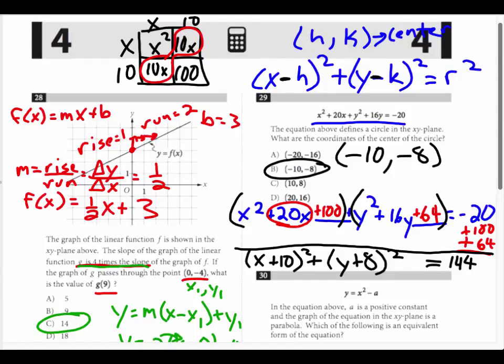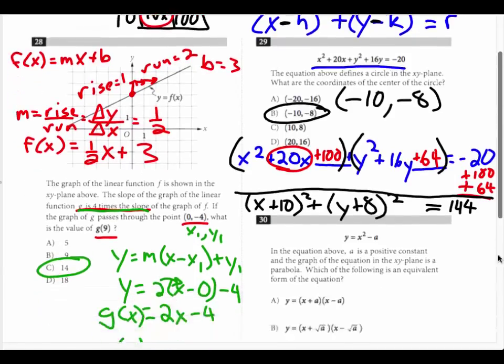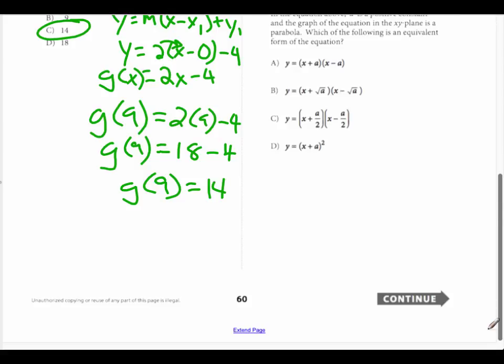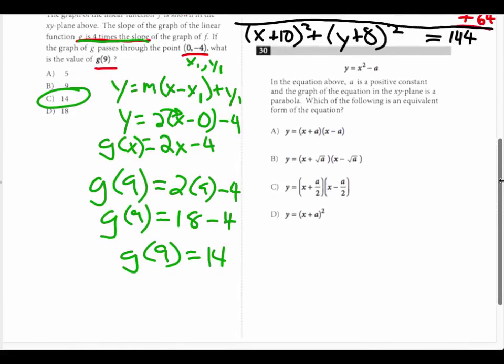Okay. Cool. Let's move on to problem number 30. For problem number 30, we're given the equation y equals x squared minus a, where a is a positive constant, and the graph of the equation in the xy plane is a parabola. Which of the following is equivalent to that?